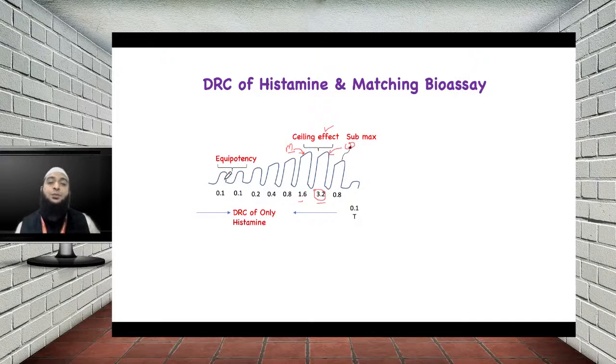That is the smaller response of the standard. So you are not going to select this. You have to select the response which must be bigger than 0.1 ml. So what you can do, you can give the next dose, that is 0.2 ml. And when you give the 0.2 ml, you have observed that the response height is bigger than this 0.1 ml, isn't it?